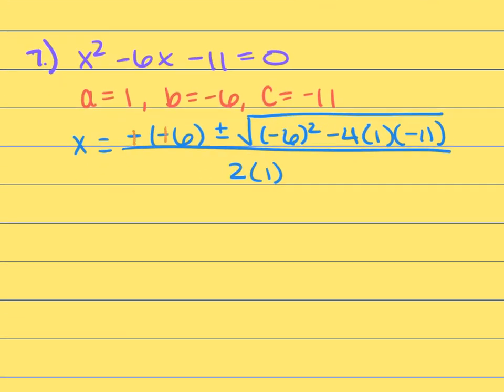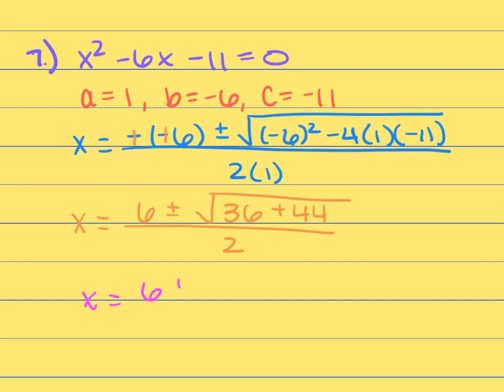So our two negatives turn that negative 6 into a positive 6, so x is equal to 6 plus or minus the square root of 36 plus 44, all over 2. So x is equal to 6 plus or minus the square root of 4 plus 6 is 10, 4 plus 3 plus 1 is 8. So that's the square root of 80, and then everything's over 2.